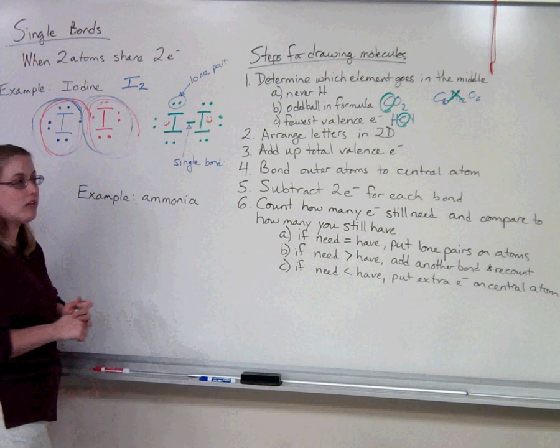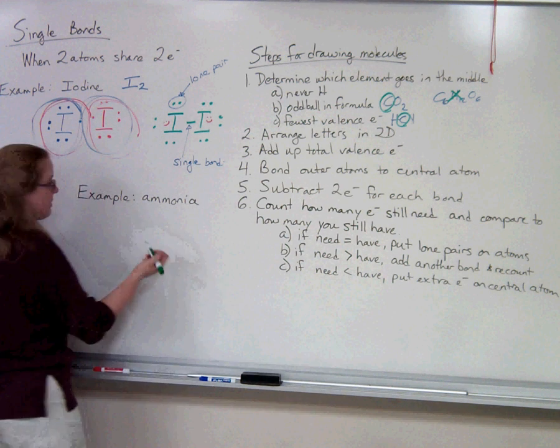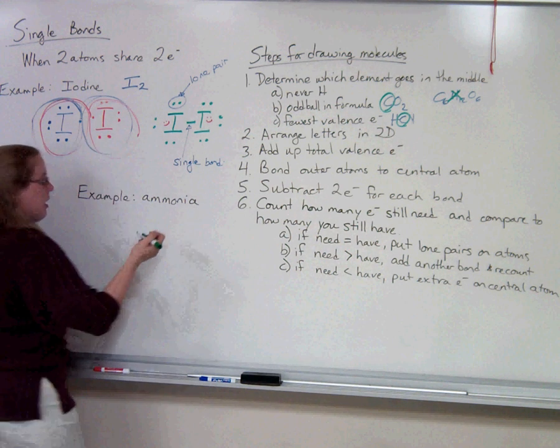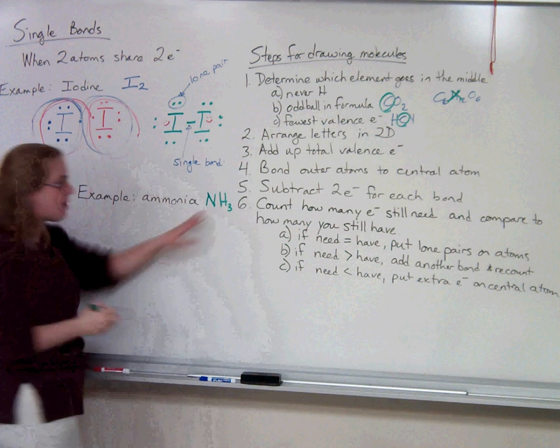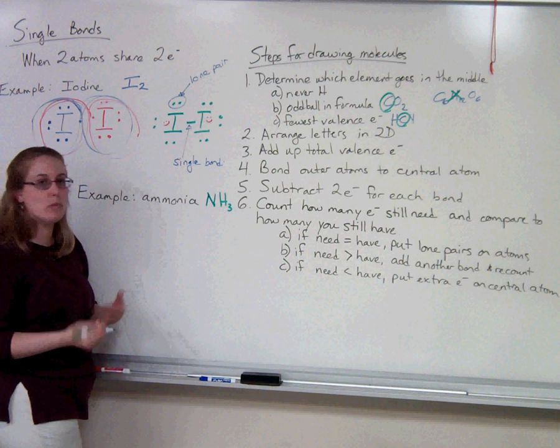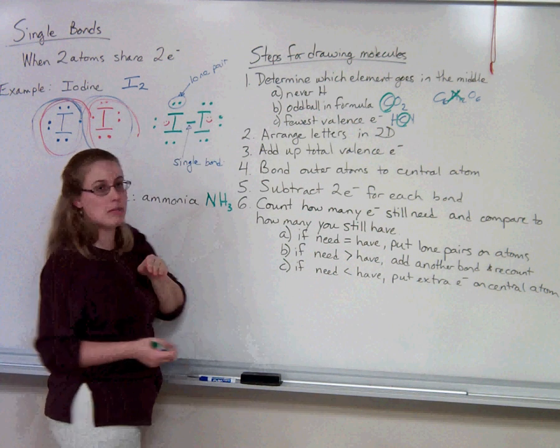Ammonia is very close to your polyatomic that you memorized, which is ammonium. Ammonium is NH4 with a little plus sign. Ammonia is NH3. So our first step is to figure out, of these 4 atoms, which one's going to go in the middle? Well, it's never going to be hydrogen, so therefore it's going to have to be the nitrogen.